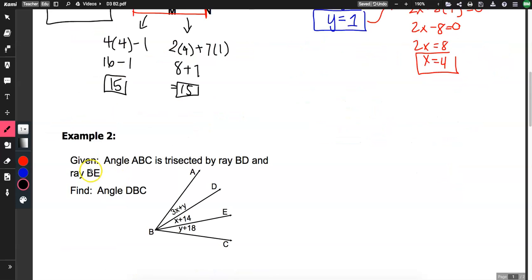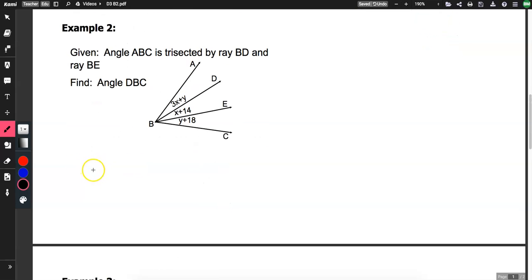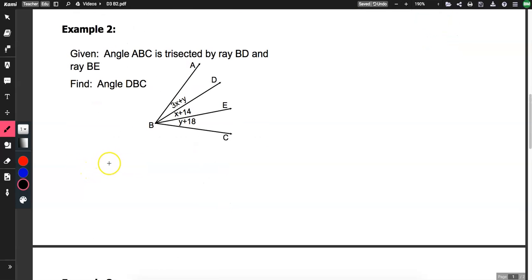I want you to try example 2 completely on your own. It's very similar, but this time it's an angle that's being trisected. But again, you have multiple variables, so you'll probably have to set up a system to solve, and then you're looking for angle DBC. So that would be this guy all the way here. Okay, try that one on your own.